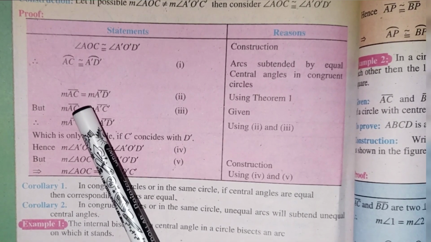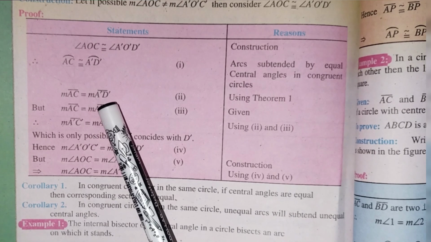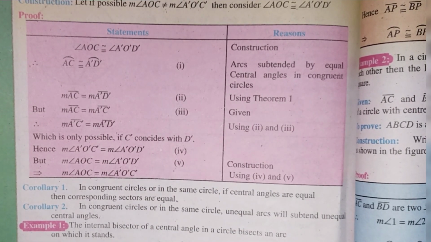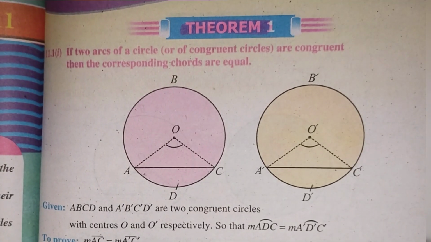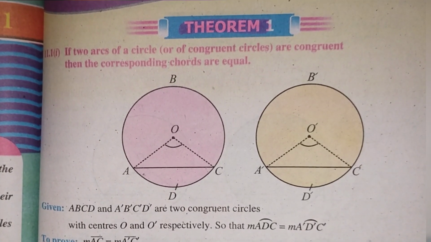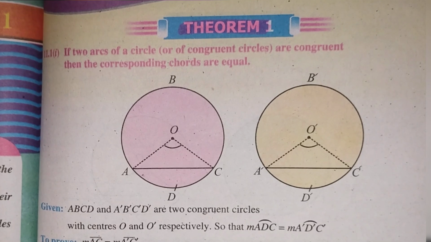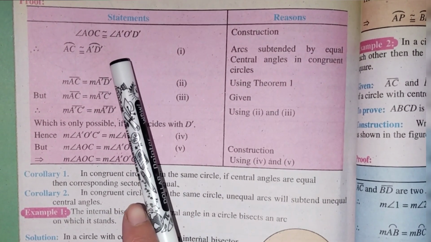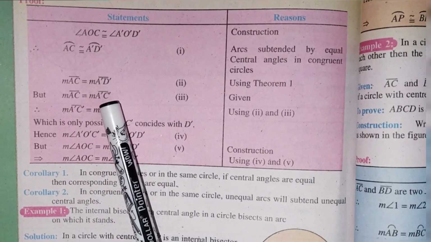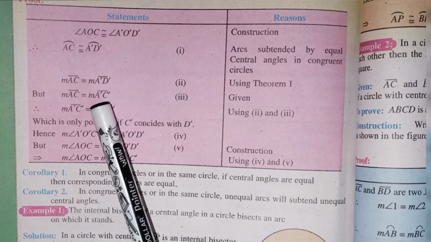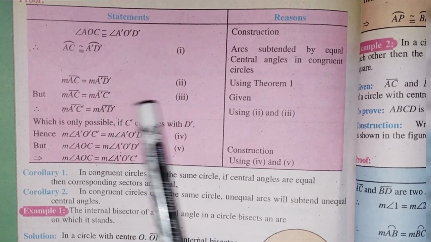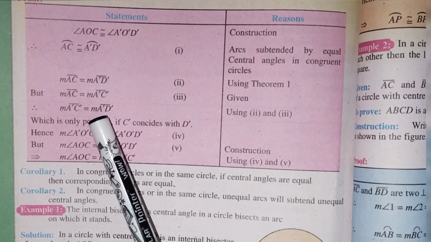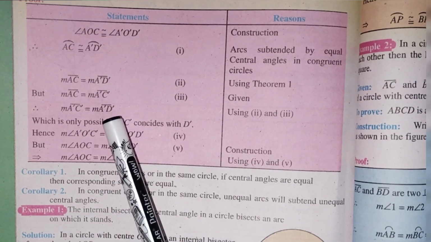Okay, measurement of chord AC is congruent to measurement of A dash D dash, because it is from theorem 1. Look at the theorem 1 statement, which says if two arcs of a circle are congruent then the corresponding chords are equal. Here the two arcs are congruent, so their corresponding chords are equal. But we know that measurement AC is equal to A dash C dash. These two chords are equal, from the given. So measurement A dash C dash is equal to measurement A dash D dash, using 2 and 3.